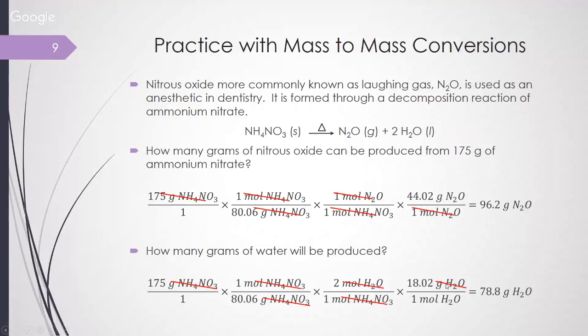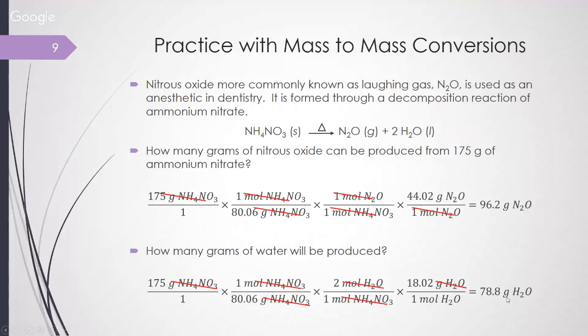So everything is canceled out. This red line is in the wrong place. That should be on the bottom. But grams of ammonium nitrate, moles of ammonium nitrate, and moles of water have canceled out to leave me with grams of water. So everything gets multiplied on the top, everything gets multiplied on the bottom, and then you divide the top number by the bottom number. That gives you 78.8 grams of water.